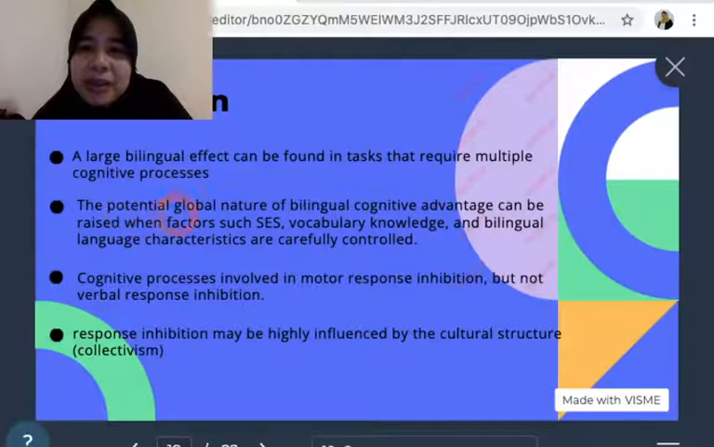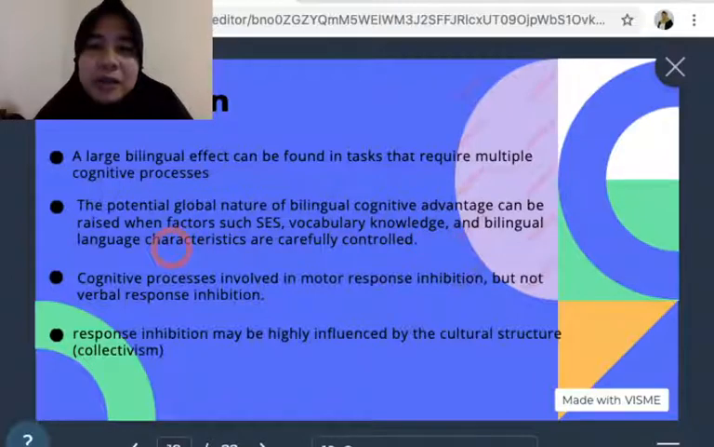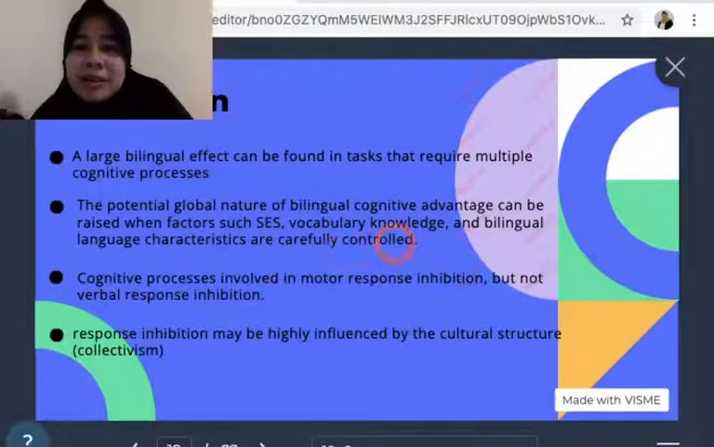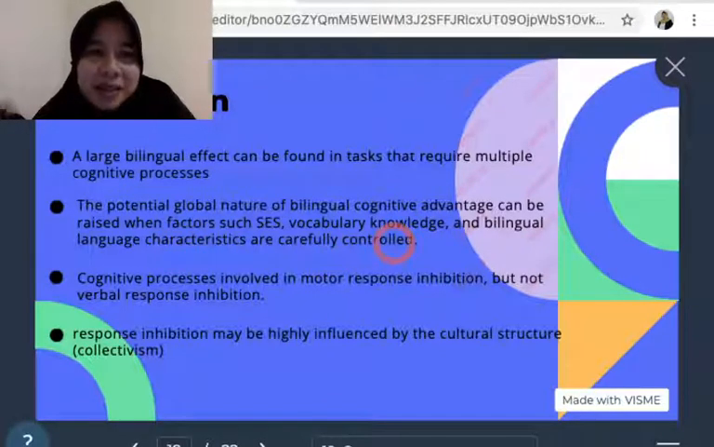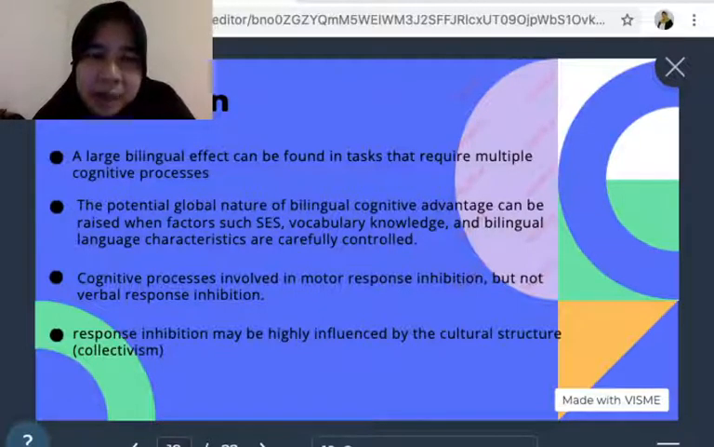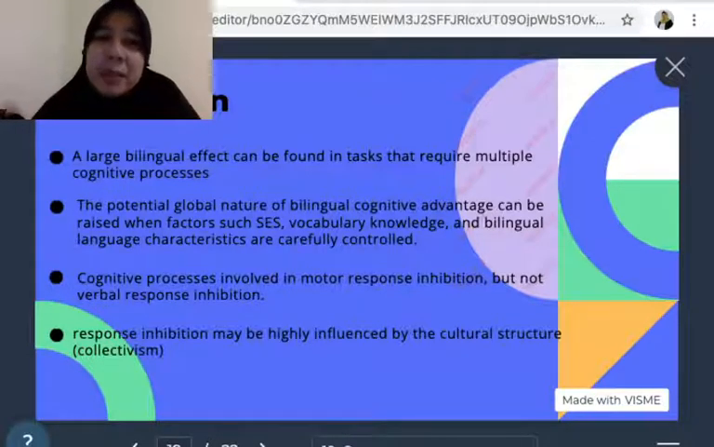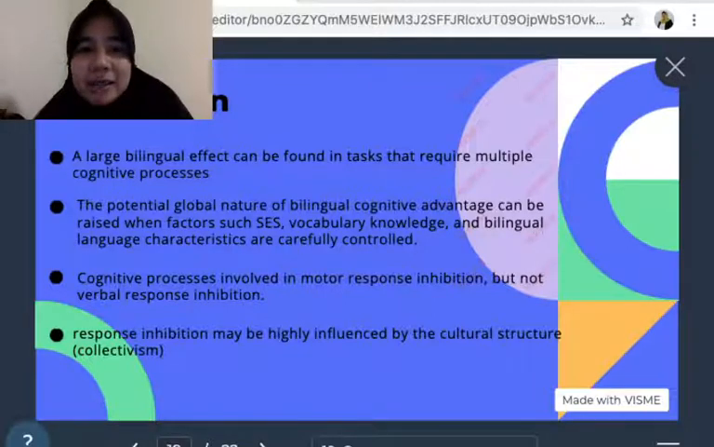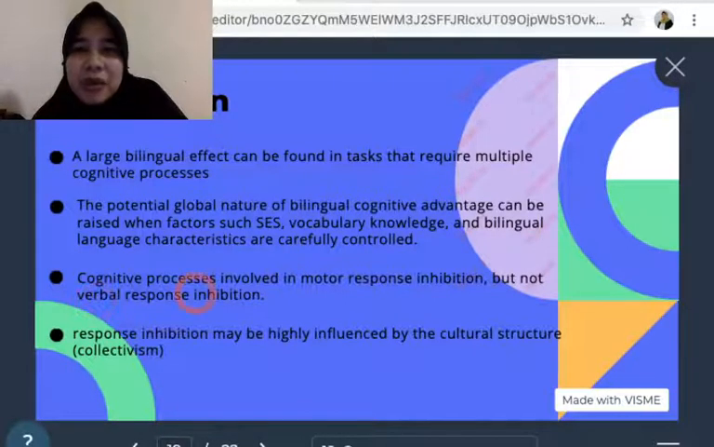The potential global nature of bilingual cognitive advantage can be raised when factors such as SES, vocabulary knowledge, and bilingual language characteristics are carefully controlled. So that is why the authors analyze not only the task performance but also the questionnaires regarding the SES, with the help of the participants, and also a developmental approach to control the cognitive competence that results in this research. Cognitive processes are involved in motor response inhibition, but not verbal response inhibition.